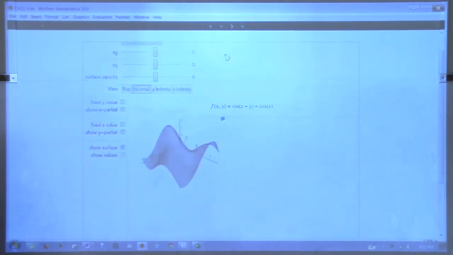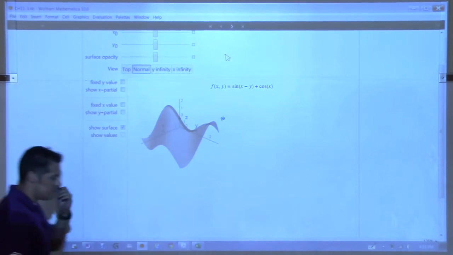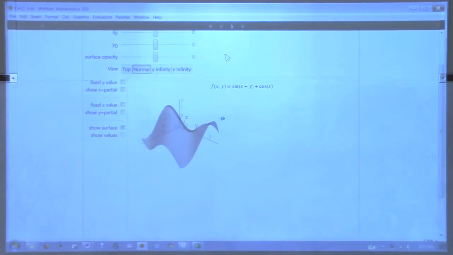So let's kill the lights a little bit so that you can see this a little better. Excuse me. So we have this surface. I'm going to come back here so I can see it myself. So we have this surface.